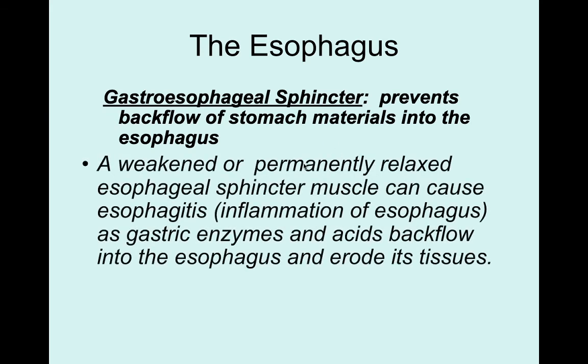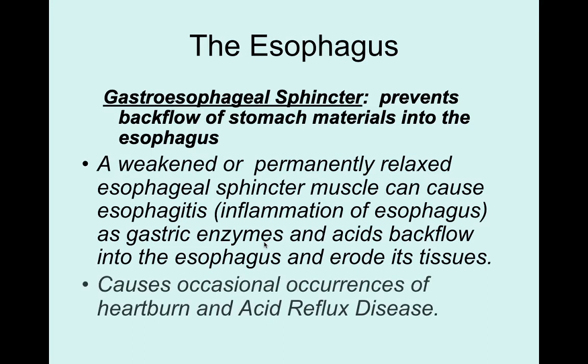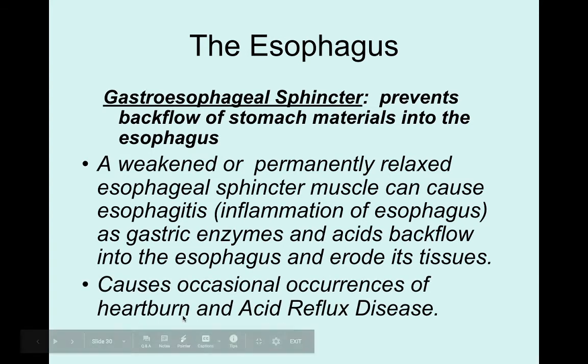Now, the problem with this can be that you can have a weakened or permanently relaxed gastroesophageal sphincter. If you do, then basically all this acidic material in the stomach is going to be able to back up into the esophagus. Okay, that acid was not meant to be in the esophagus. So this can lead to esophagitis, which is inflammation of the esophagus as the gastric enzymes and acids backflow into the esophagus and erode its tissues. This is what causes heartburn and can also cause acid reflux disease.